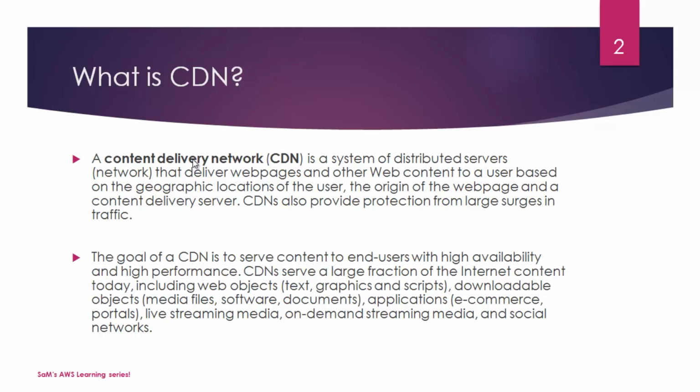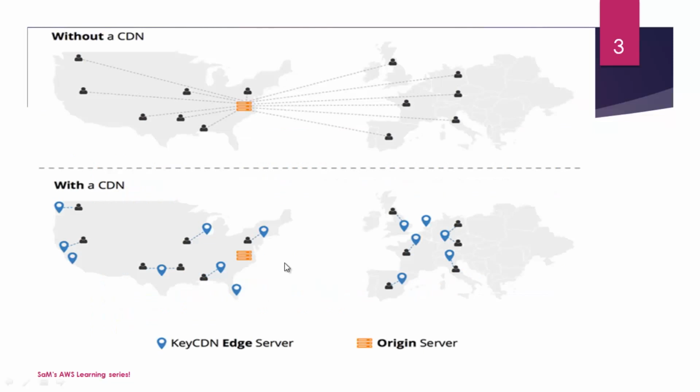If it is kind of hard to understand, let me try to break it down for you with the help of a diagram. Here I've got a typical scenario. I've got a user base sitting all over the globe, and they are trying to access an origin server which has a web page or web content hosted. Let's assume this is the origin server, somewhere in North America, and the users are trying to access it from all over the globe. For example, there is a user sitting in Africa.